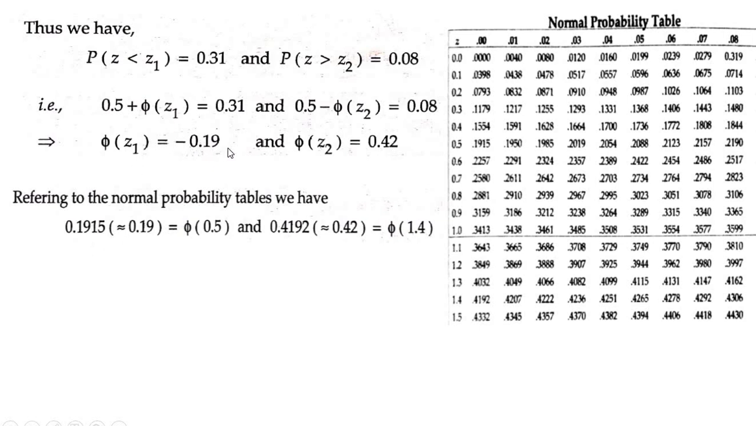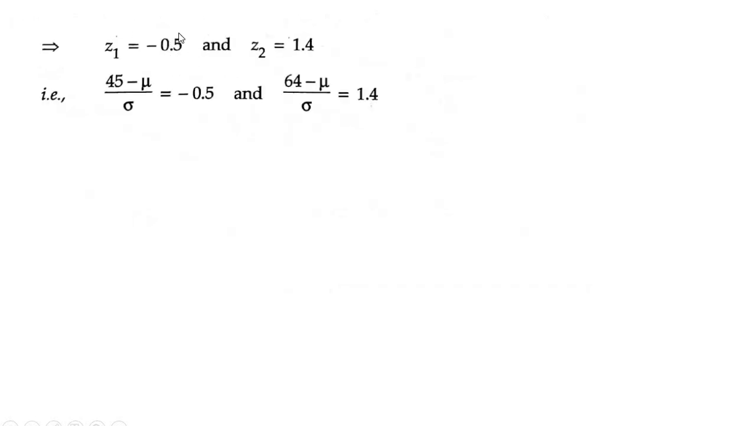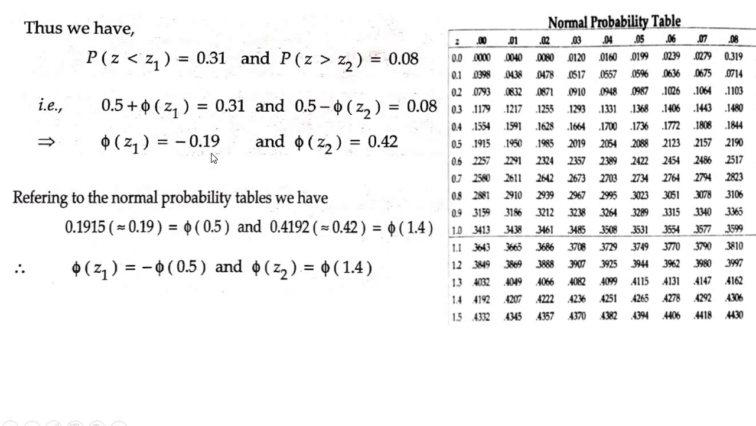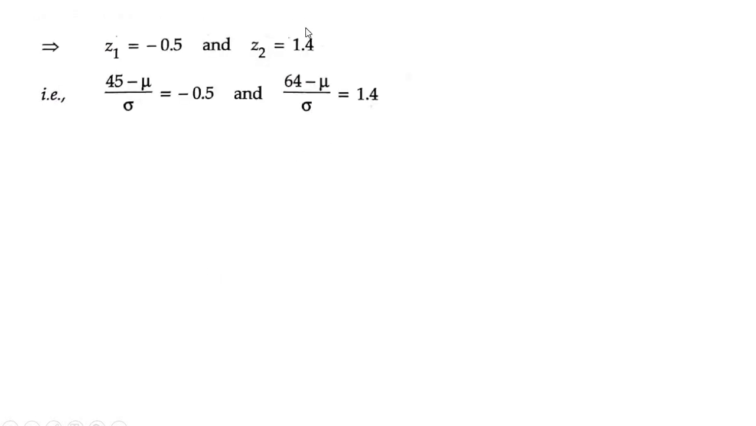So what is z1 now? z1 is 0.5 and z2 is 1.4. So substitute phi of z1 is equal to minus phi of 0.5 and phi of z2 is equal to phi of 1.4. So you get z1 is equal to minus 0.5 and z2 is equal to 1.4. Why minus 0.5? Because you have a minus 0.19 there, so this will be minus phi of 0.5. So z1 is equal to minus 0.5 and z2 is equal to 1.4.